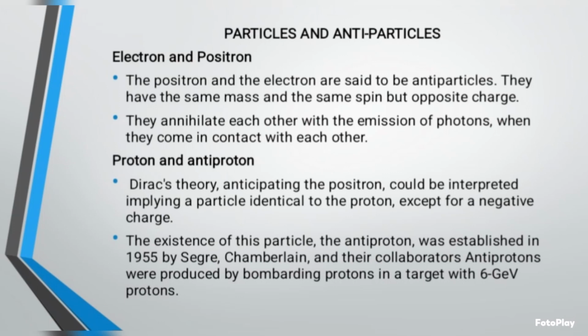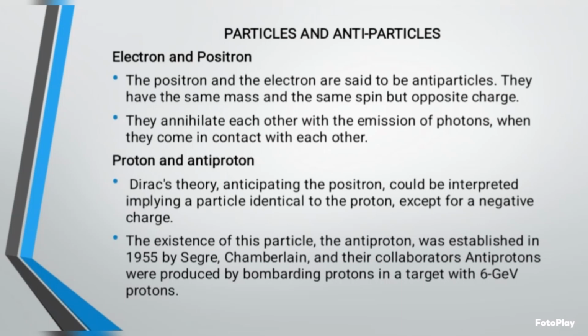Next we discuss particles and antiparticles. In particle physics, for every elementary particle, there exists a corresponding antiparticle. Antiparticles have the same mass as the corresponding particle, but opposite electric charge and quantum numbers. When a particle and its antiparticle meet, they can annihilate each other, producing energy in the form of photons. Here are some examples of particles and their corresponding antiparticles.